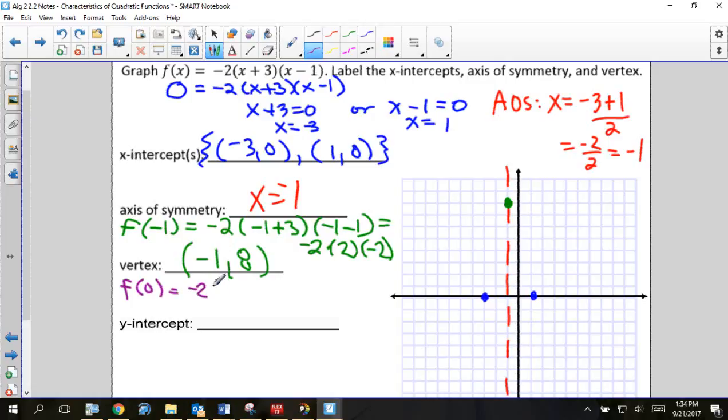We do -2 times 0 plus 3 times 0 minus 1. Just plug in 0 for all your x's. Get -2 times 3 times -1. So -6 times -1, 6. 0, 6. And we plot it. 0, 6. And what else do we do with that y-intercept?